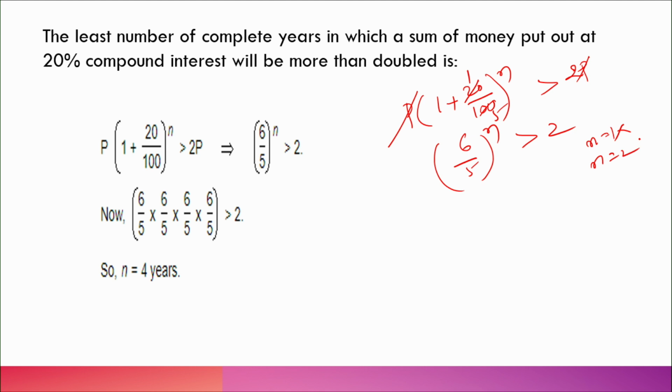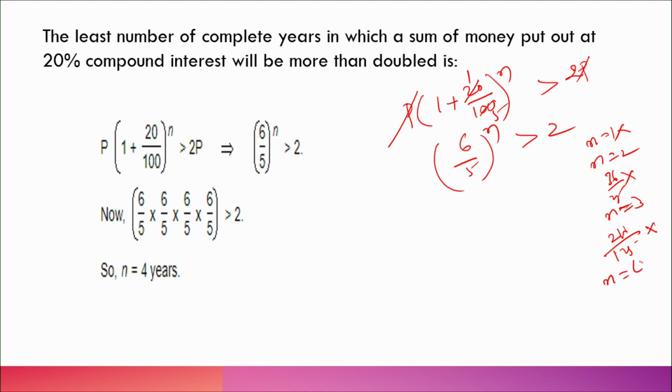N equal to 2: (6/5)^2 is nothing but 36/25. It would have to be more than 50 over 25 to exceed 2, so it is not possible. N equal to 3: 6 cubed is 216, over 125. 125 times 2 is 250, so it is also not more than 2.